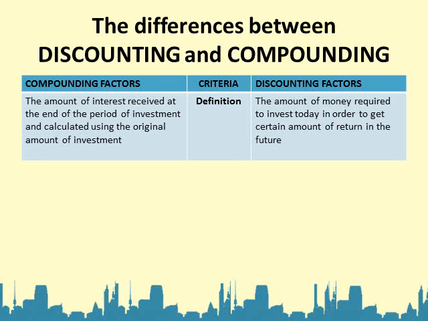So the money that you invest today will be compounding. For discounting factors, it is the amount of money required to invest today in order to get a certain amount of return in the future. So you know the amount in the future, and now you want to calculate the amount that should be invested today. Surely the amount should be smaller than what you expected. So that's discounting.